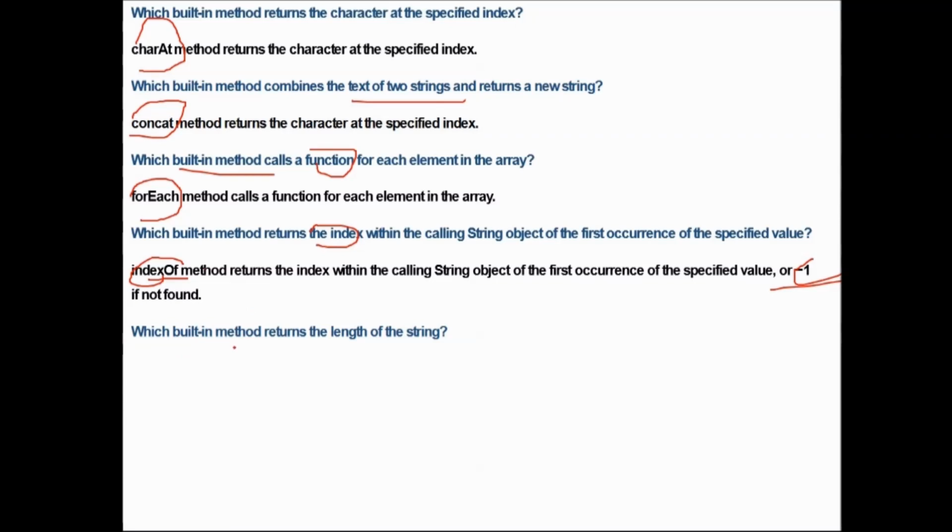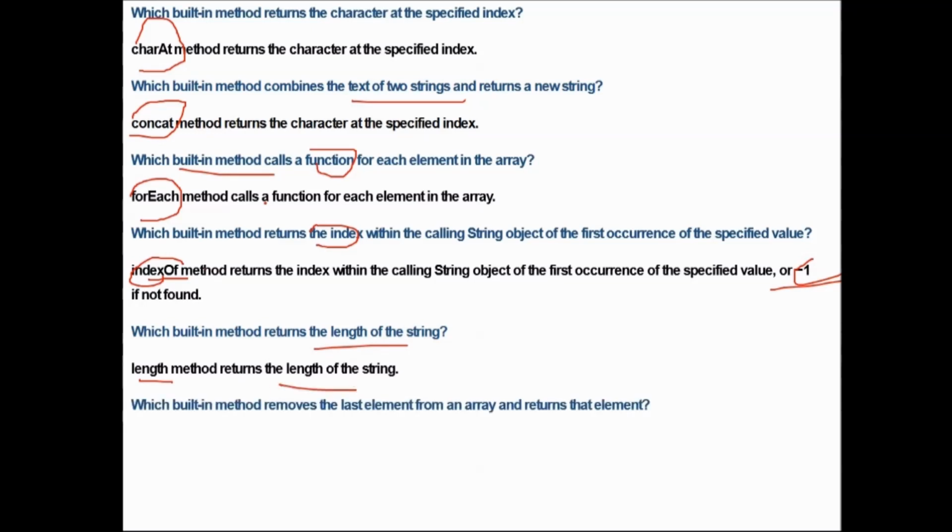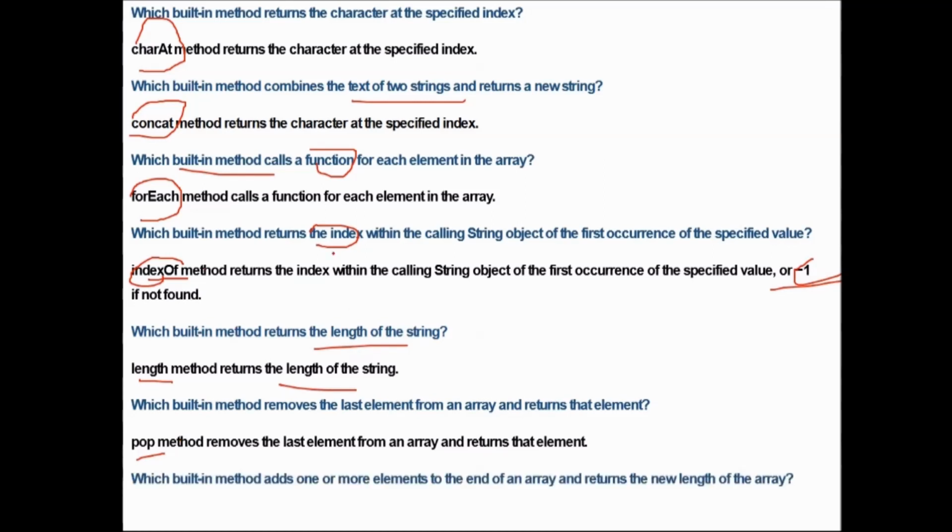Which built-in method returns the length of the string? This is the length property. This returns the length of the string. Then which built-in method removes the last element from an array and returns that last element? For that you may use pop. For a stack, you use pop and push. So the pop method removes the last element from an array and returns that element.